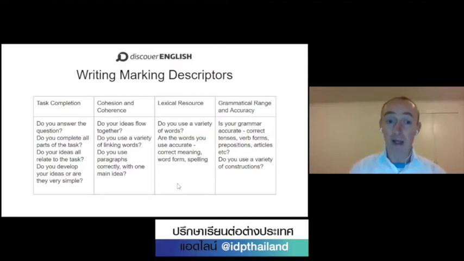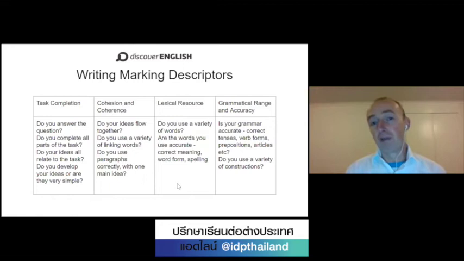Cohesion and coherence. Do your ideas flow together? Are they well linked? Do you use a variety of linking words? If you are only using and, but, and so, then this is not a variety. A variety would be using more advanced linking words. And do you use paragraphs correctly with one main idea? So paragraphing comes in that cohesion and coherence section. And that means not putting many different ideas in one paragraph.